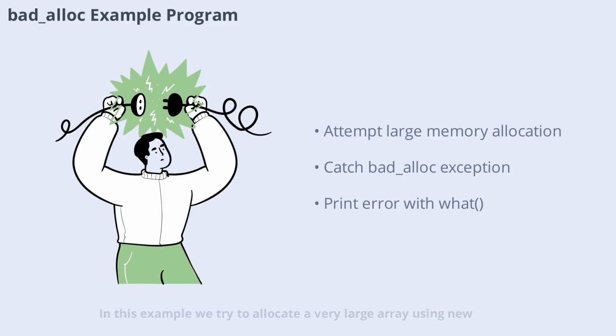In this example, we try to allocate a very large array using new. If the allocation fails, a bad_alloc exception is thrown. The catch block for bad_alloc catches the exception and prints the error message using the what method. This prevents the program from crashing and allows you to handle the error appropriately.